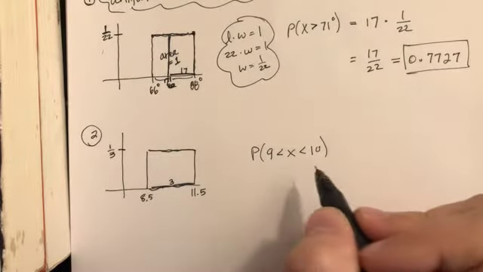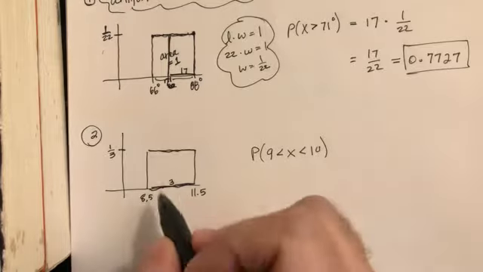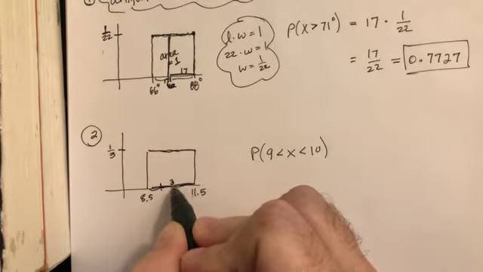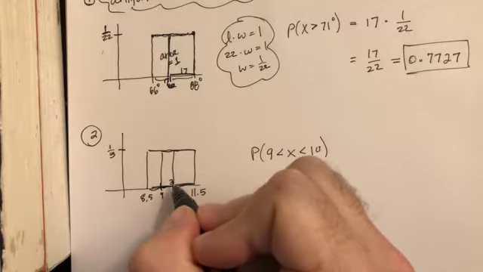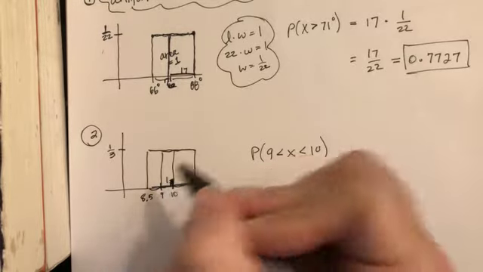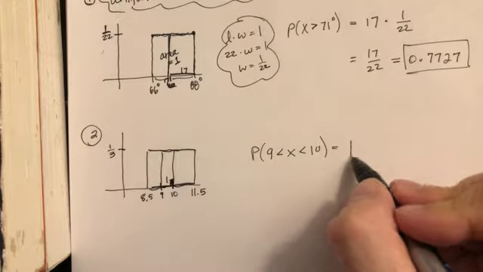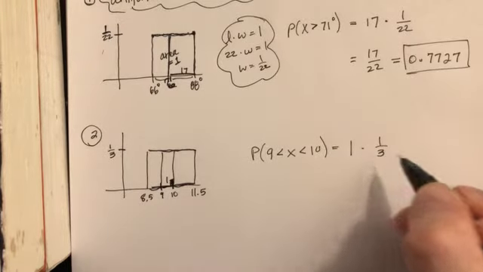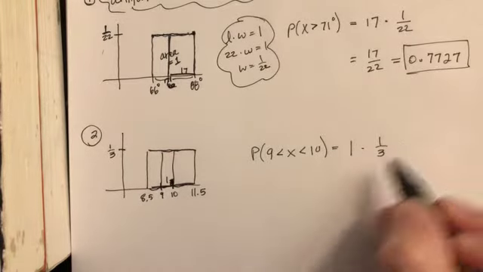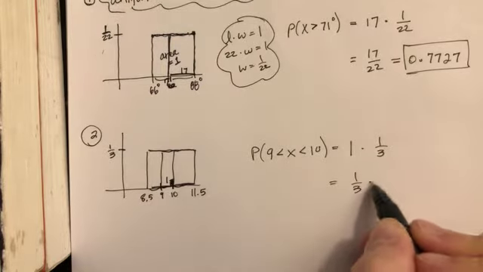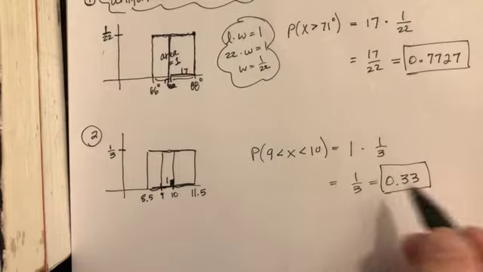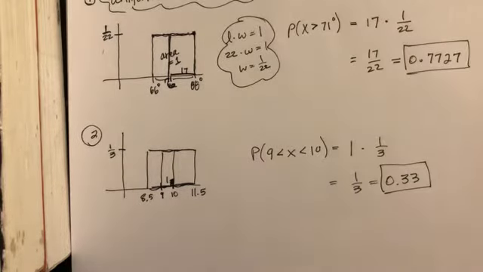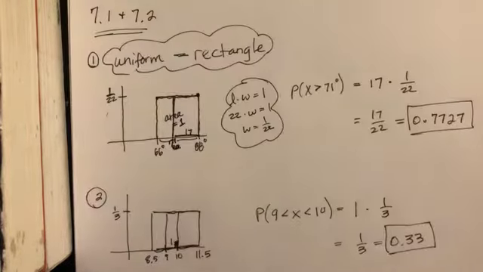So what I'm going to do is figure out what this distance is from 9 to 10. Let's see, this is from 9 to 10. That's 1. So 1 times 1 over 3, which is 1/3. And that is equal to 0.3333. You get it? Okay, so remember, uniform means rectangle.